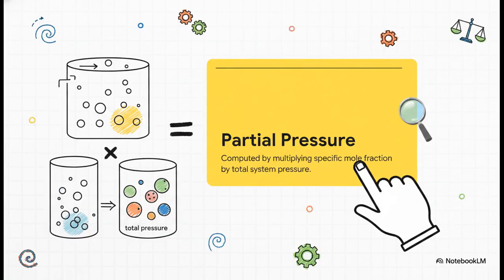Well, computing it is actually quite straightforward. You just find it by multiplying the specific mole fraction of your target gas by the total pressure of the entire system. Think of it like calculating the exact individual share of the total pressure that one single specific gas is responsible for. It's just their slice of the pie.